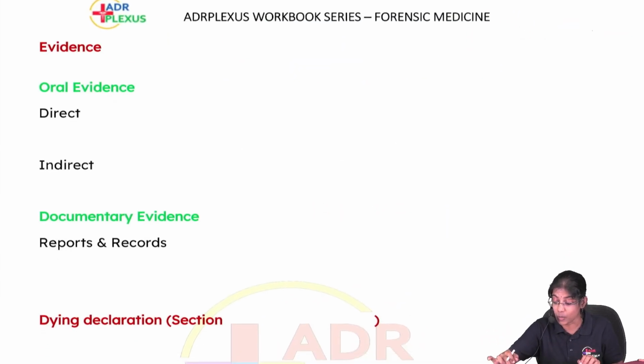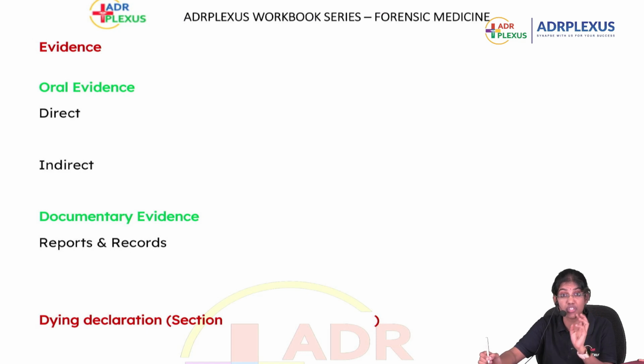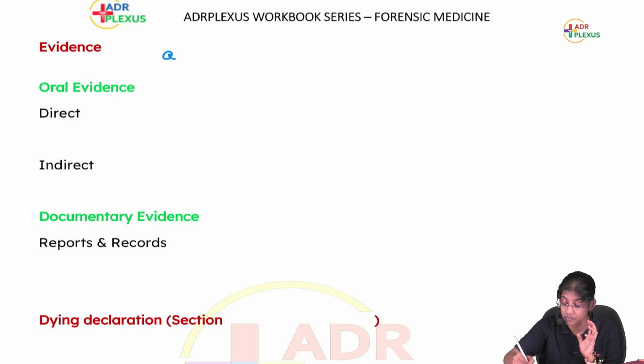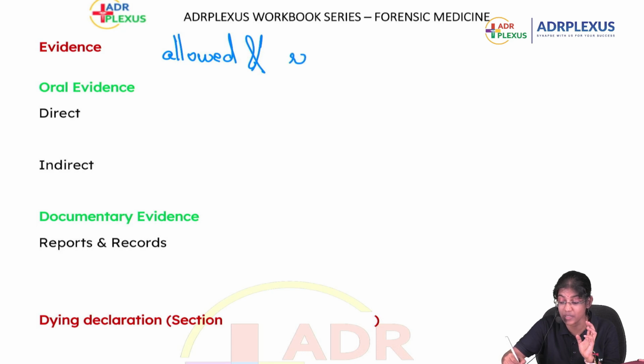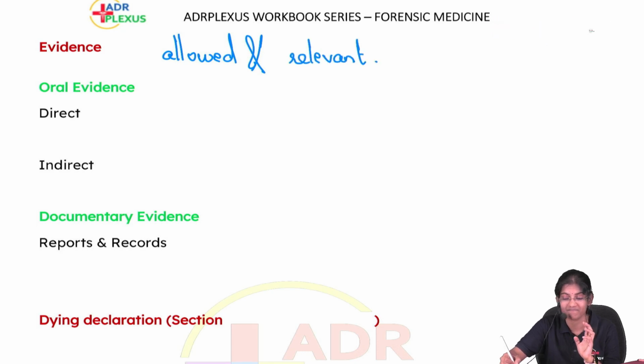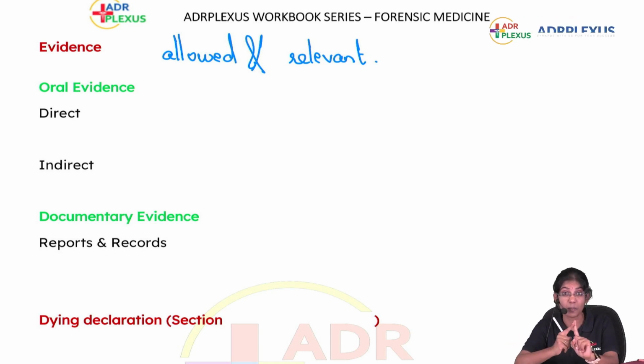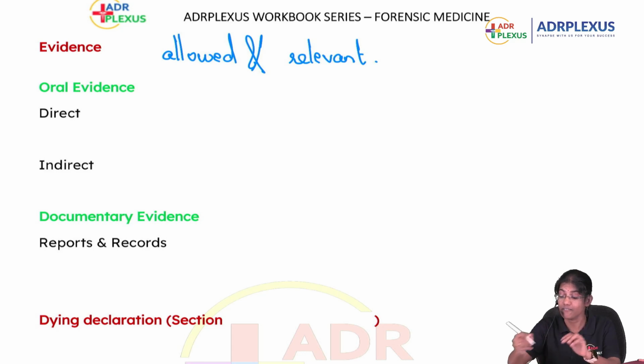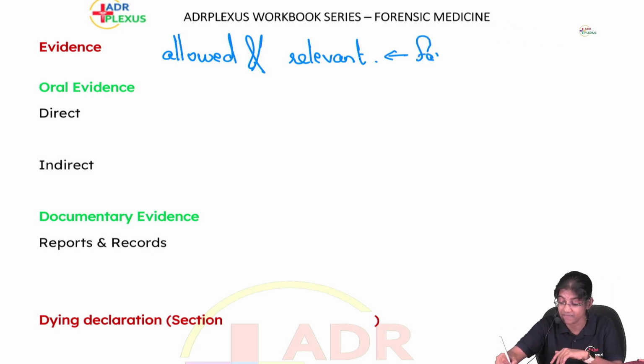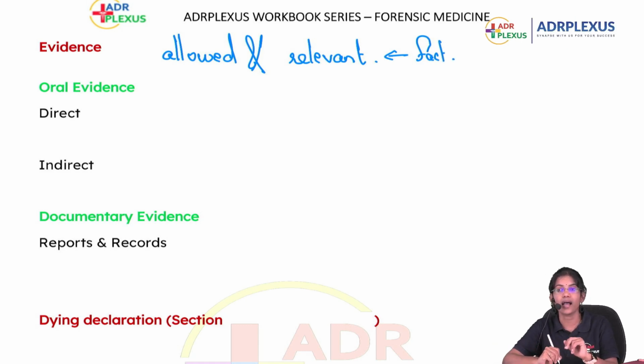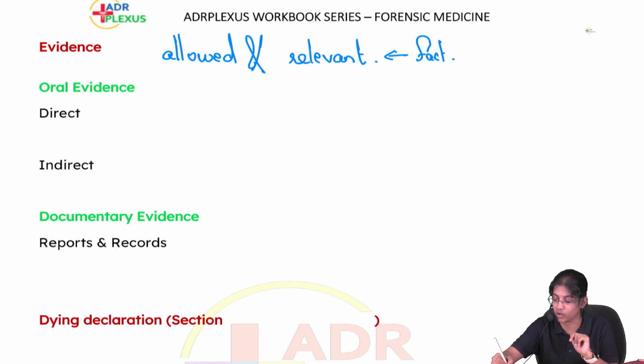Okay, let's go to evidence now. Evidence, again, we have a separate act for it just because we want all our evidence to be admissible, right? It has to be allowed, and it has to be very important, it has to be relevant, right? It has to be admissible evidence and it has to be relevant evidence, right? It is a fact which is. Now we have two types of it. We have oral, we have documentary.